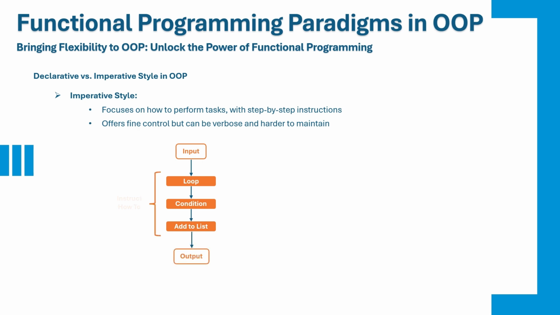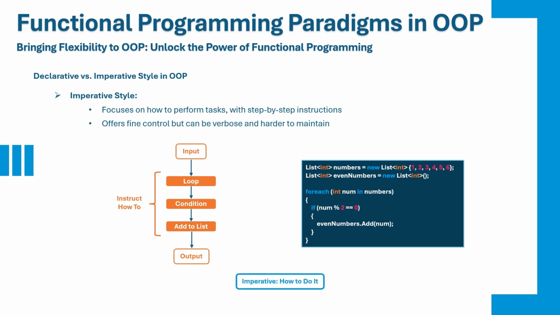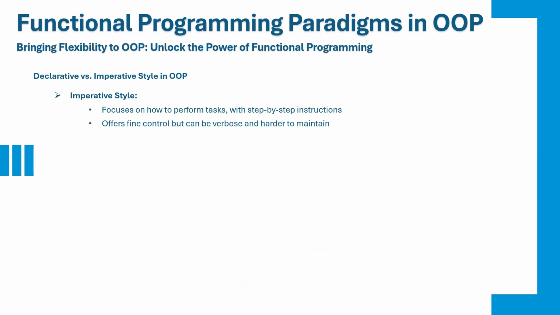For example, let's say we want to find all even numbers in a list of integers. In an imperative approach, you write a loop and check each number individually. This is a typical imperative style in object-oriented programming, where you instruct each step the program must take.